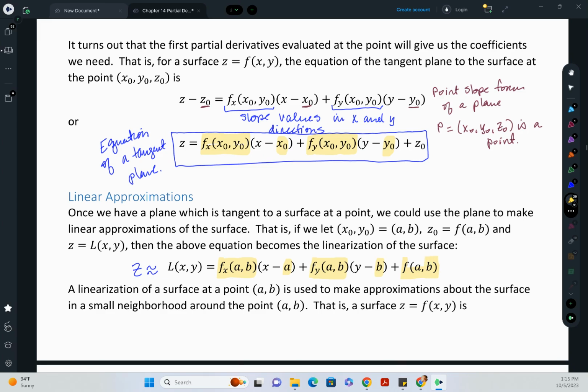F of a, b is the same as z naught, okay? Because z naught is equal to the function evaluated at x naught, y naught. So if we know x naught and y naught, we also know a and b because they're interchangeable. It's just a matter of your book using slightly different notation for two different things that are actually the same. So don't let the naming convention trip you up. They really are the same, okay?